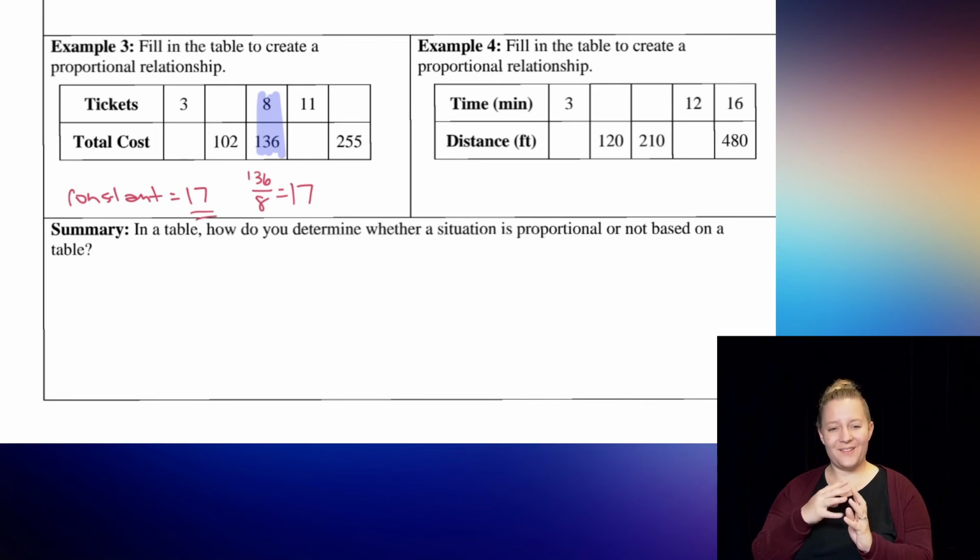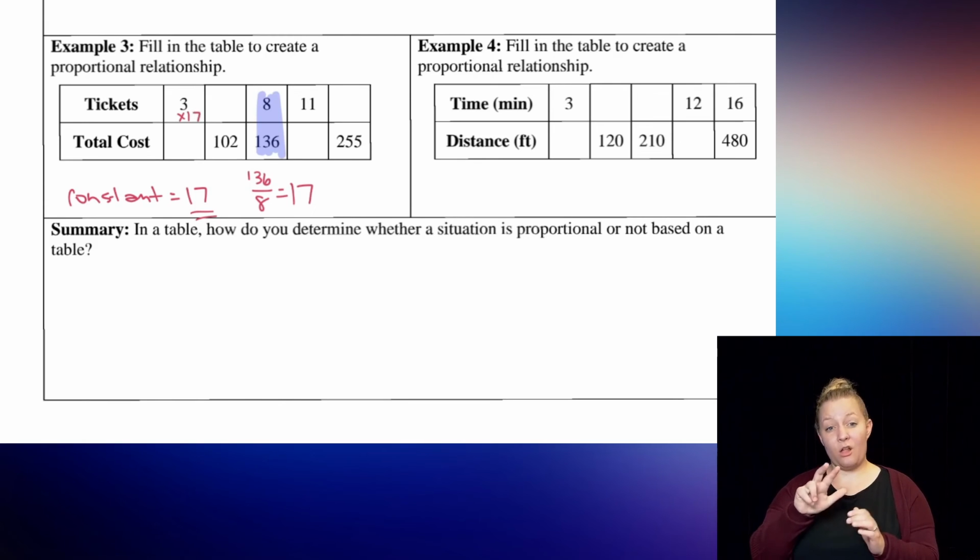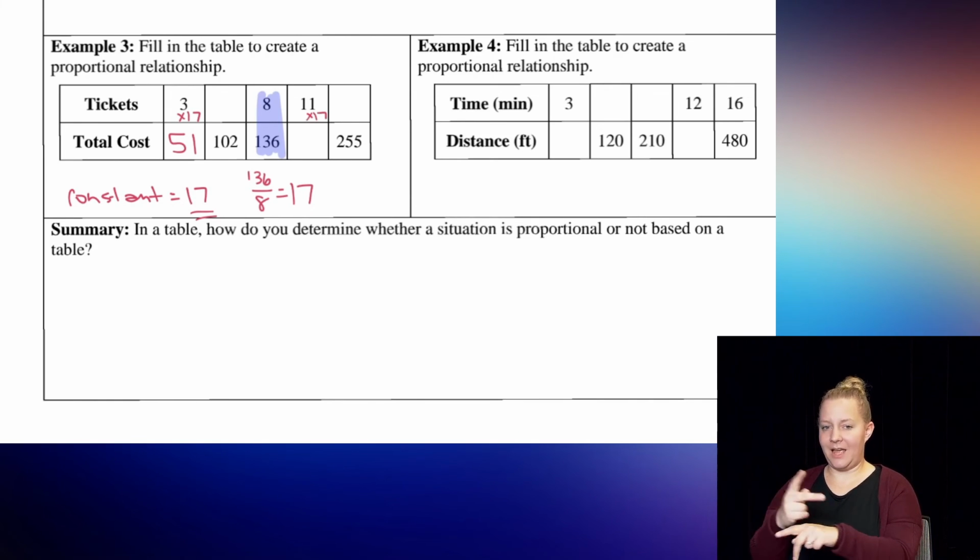So if I know that I want 3 tickets, whatever this table may be, I'm going to take 3 times 17. And when I do that, I get 51. And same thing over here, 11 times 17. And when I do that, I get 187.